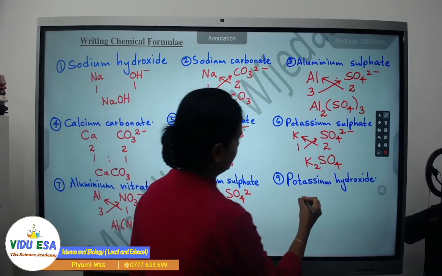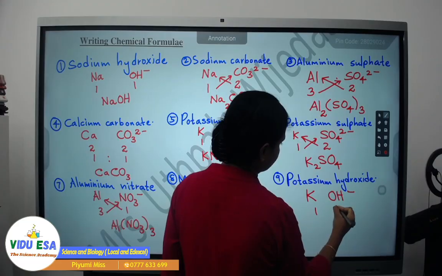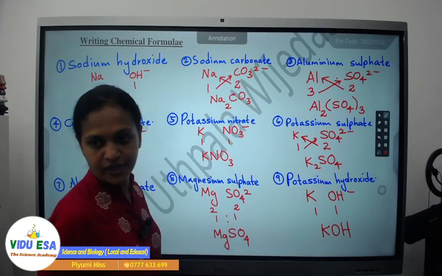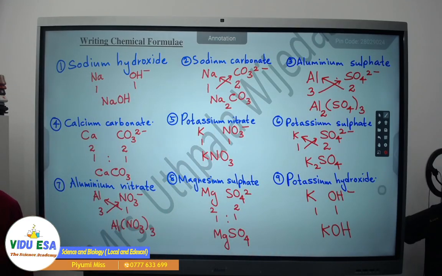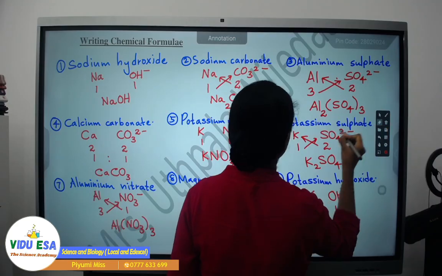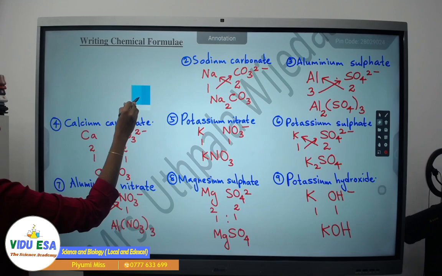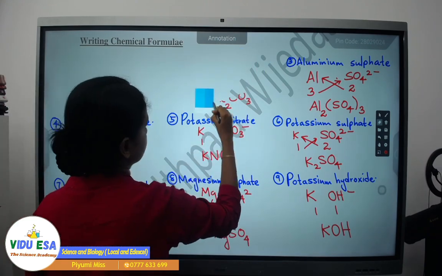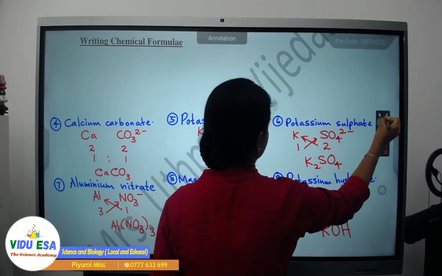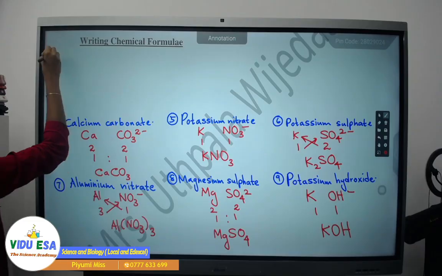Then potassium hydroxide. Potassium and hydroxyl ion, OH minus, both are having valency 1. Therefore, the formula is KOH. Okay? Then I will give you some more. Number 10 here.